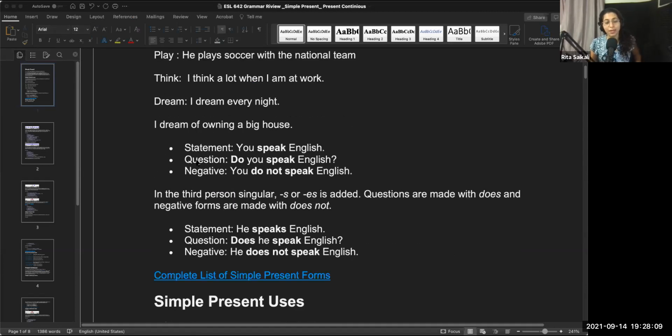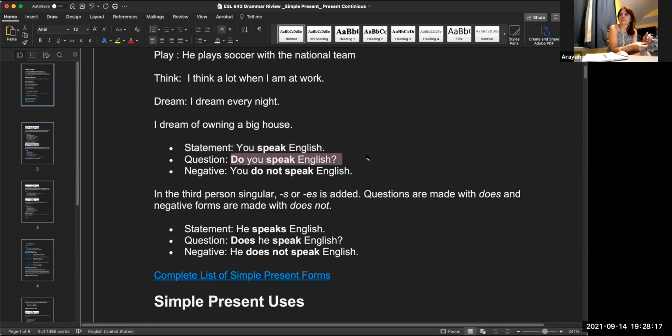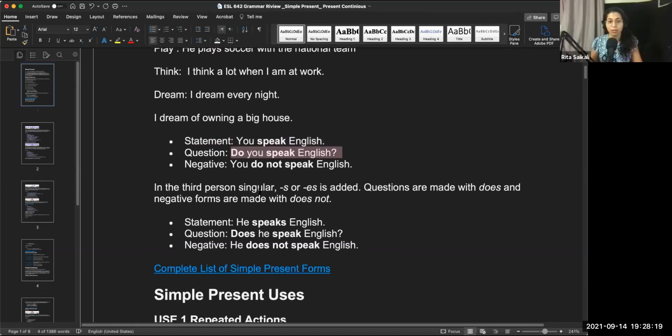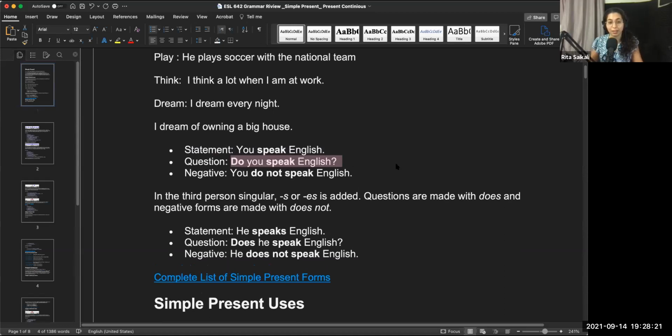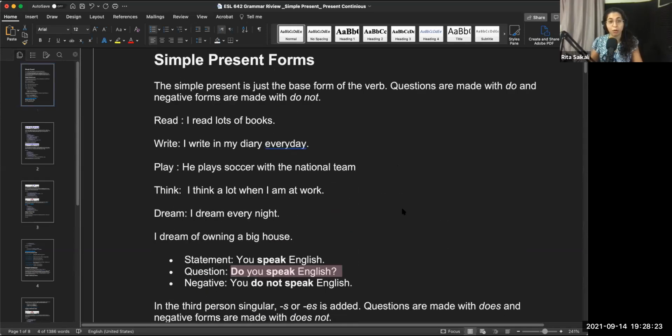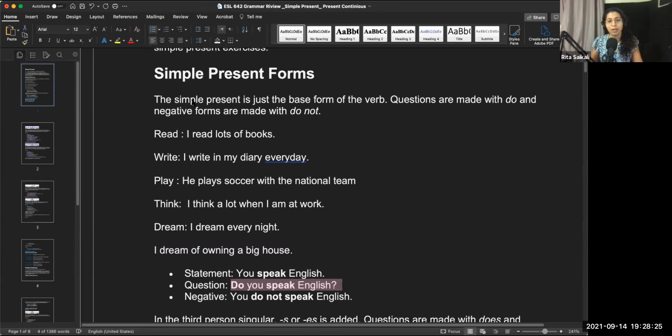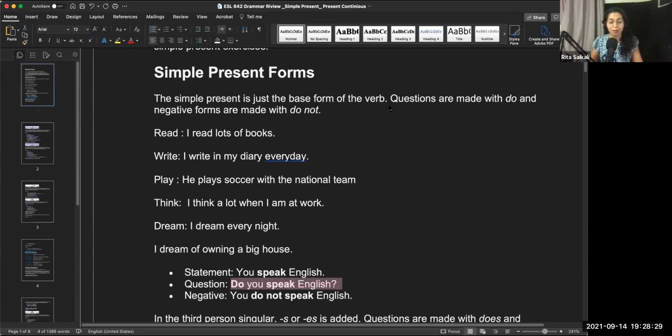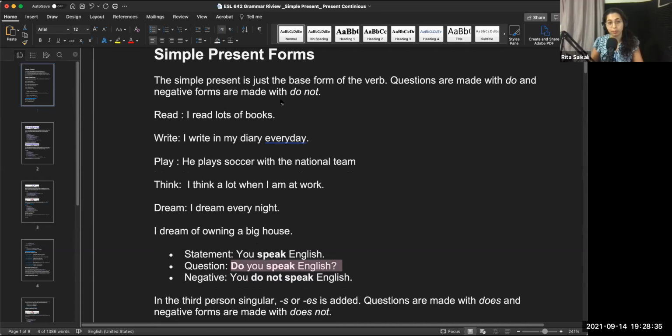Okay. So here's an example. You speak English. That's a statement. Do you speak English? That would be a question. And you do not speak English. This would be the negative form of it. Okay. So here we have the rule that says the simple present is just the base form of the verb, and the questions are made with do, and the negatives are made with do not.